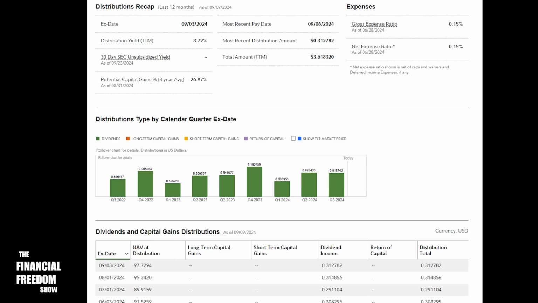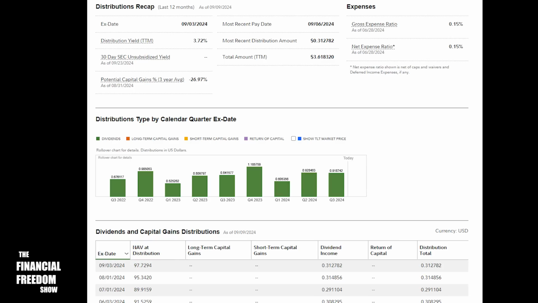Of course, no investment is without its risks, and TLT has its share. The primary risk here is interest rate risk, or duration risk. Because TLT holds long-term bonds, it's extremely sensitive to interest rate changes. So if rates go up, like we've seen with the Federal Reserve hikes the last couple years, the value of TLT will likely decline.